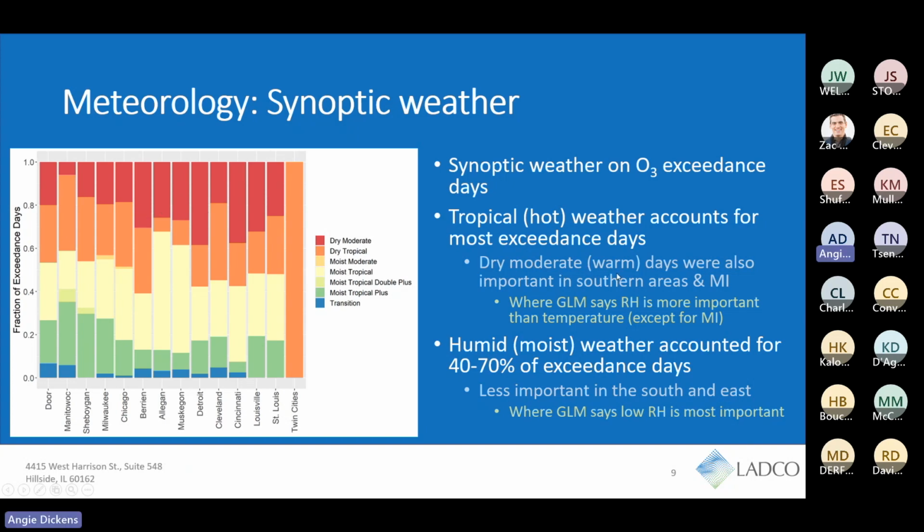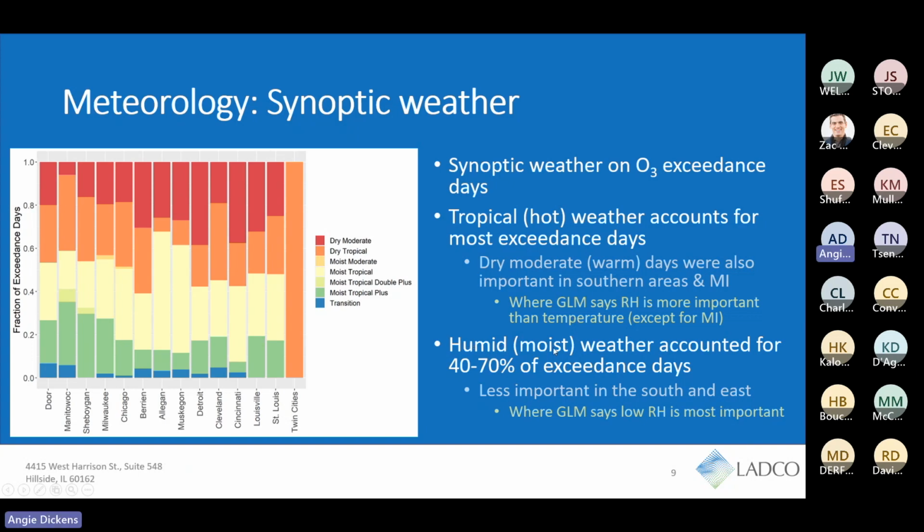If you remember back, the EPA's GLM was saying relative humidity was more important than temperature in the South. So we're kind of seeing that we need warm temperatures, but dry. It needs to be dry in the southern region. Michigan, we didn't see the same thing from the GLM, so this is a little bit of a different pattern.